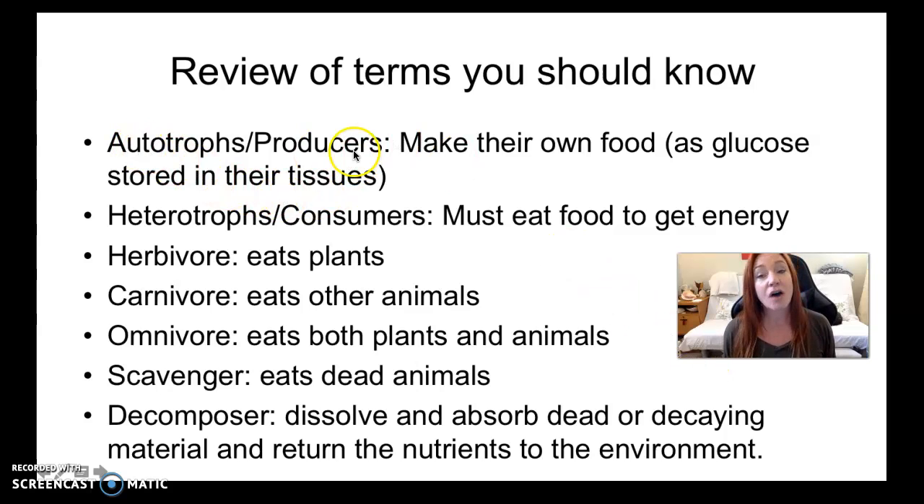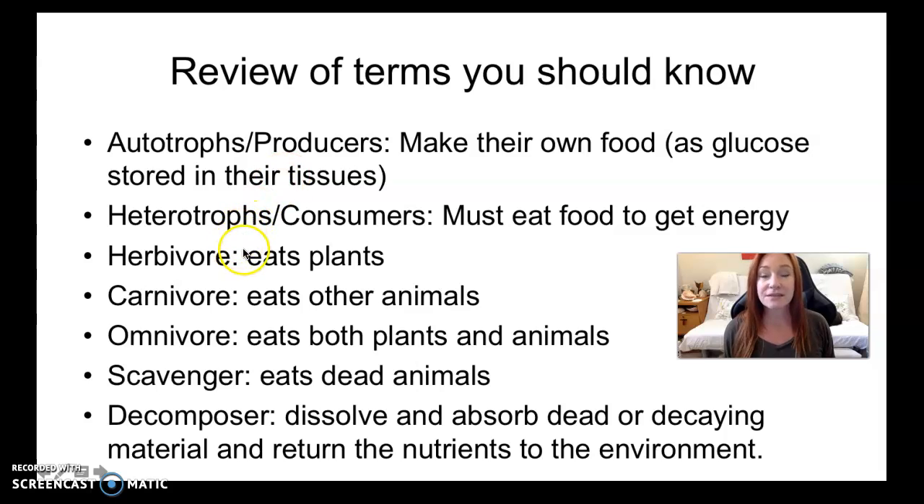Okay, really quickly. Autotrophs and producers, those are two different words for the same type of organism. Those are organisms that make their own food from the sun or from a chemical energy source. These are plants and algae and some bacteria in the deep sea. They store that energy as glucose in their tissues. Heterotrophs or consumers are animals. These are animals and fungi. These are organisms that have to eat other things in order to acquire energy. So they get that glucose from the tissues in producers.